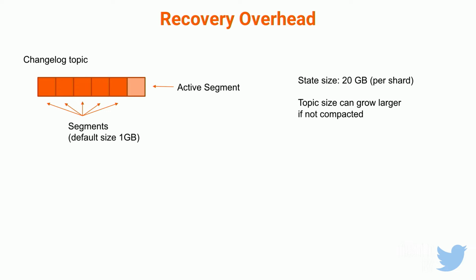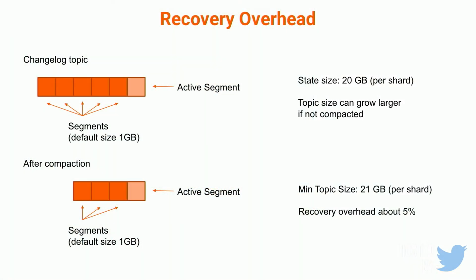Topics are further divided into segments, or actually topic partitions. And the default segment size is 1 gigabyte. So if you have a large state, let us assume 20 gigabytes, and you write into the topic, there is the active segment, that is the newest segment where you append new records, and you have all the older segments. And as long as log compaction is not triggering, which is basically a background process on the Kafka cluster, you keep appending and appending, and your changelog topic can, of course, grow a little larger than your 20 gigabytes.